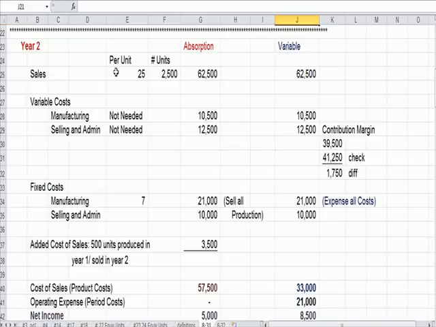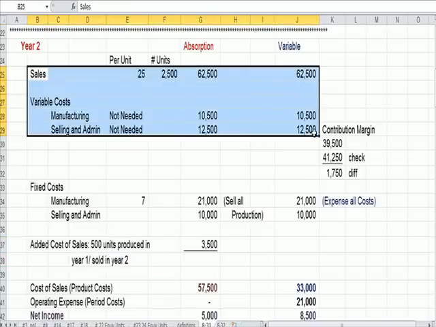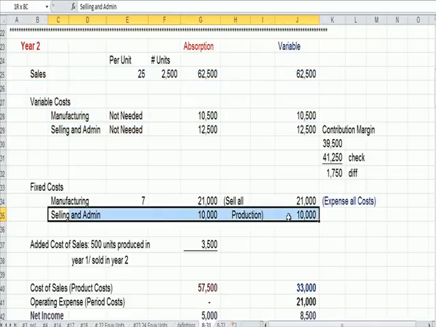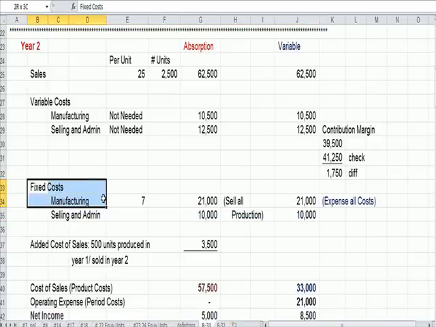In this year, we sell the extra 500 units from year one. Here's our sales, and those sales include the 500 units produced in year one and sold in year two. Just like above, sales and variable costs are the same for both problems. Selling and admin of 10,000 is the same for both problems. The only difference is fixed manufacturing costs, and again we have the same per unit cost of $7.